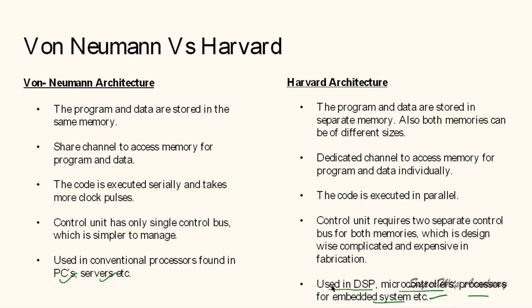So this is what the application part is. So you can see what exactly the Harvard architecture is used for, whereas von Neumann is for the other purpose. Wherever you find general purpose computing, you will find a von Neumann architecture. Whereas for specific kinds of applications, you will find the Harvard architecture.